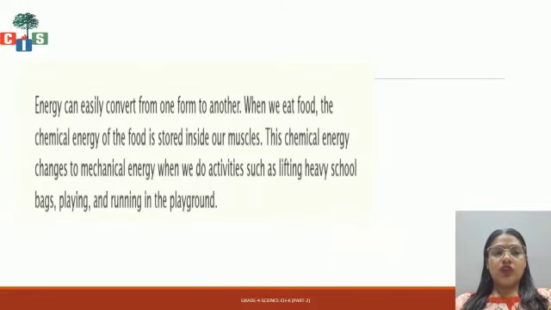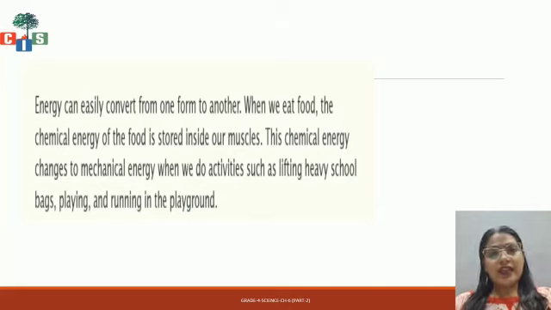Okay, so let us move further. Energy can easily convert from one form to another. So here, students, you just have to remember the names of the different types of energy. We are not going to study them in detail. You should just know that there are different types of energy. Here it is said that energy can be easily converted from one form to another, meaning energy is always transferable.